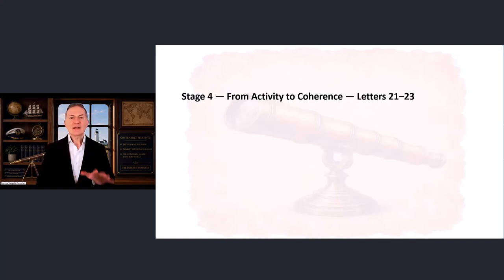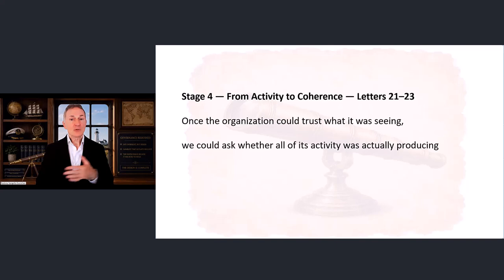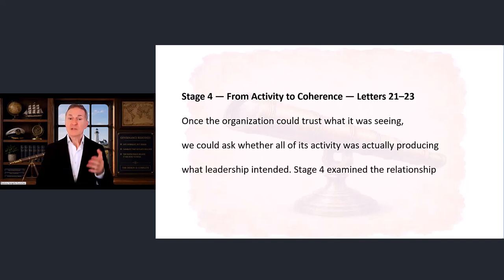Stage 4, from activity to coherence, letters 21 to 23. Once the organization could trust what it was seeing, we could ask whether all of its activity was actually producing what leadership intended.